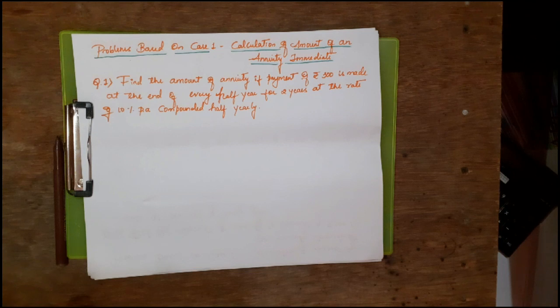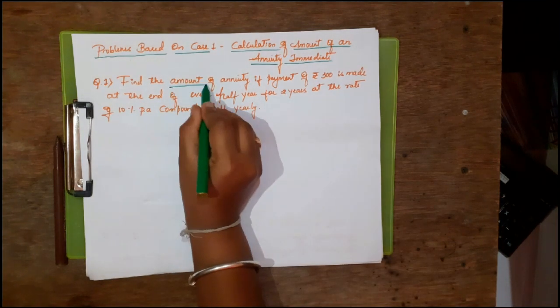As I told you, calculation of an amount of an annuity immediate. I am taking one example, a sum here. Find the amount of an annuity if payment of rupees 300 is made at the end of every half year for 2 years at the rate of 10% per annum compounded half yearly. So here they are asking you to calculate the amount of an annuity.